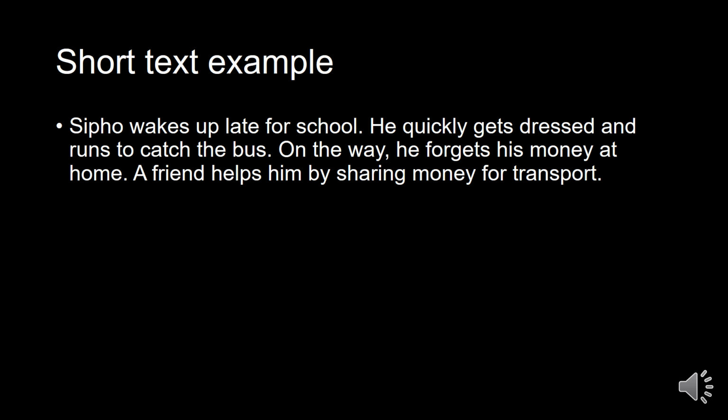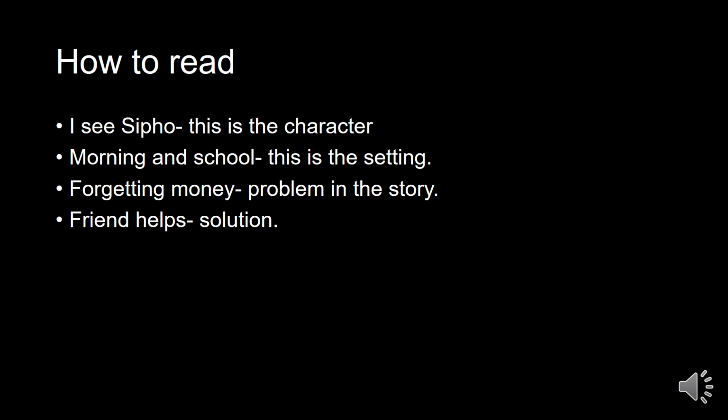Sipo wakes up late for school. He quickly gets dressed and runs to catch the bus. On the way, he forgets his money at home. A friend helps him by sharing money for school. All right, so who is the character? Where is the setting? What is the problem in the story, and the solution?